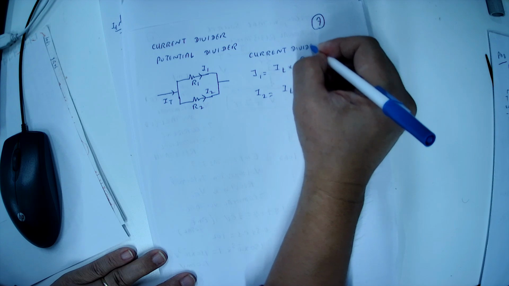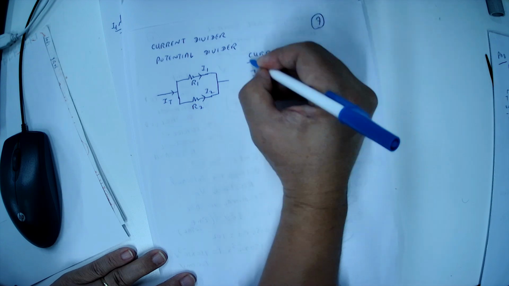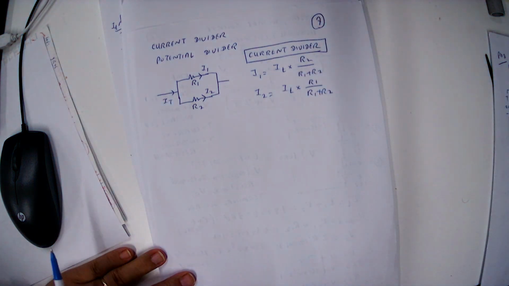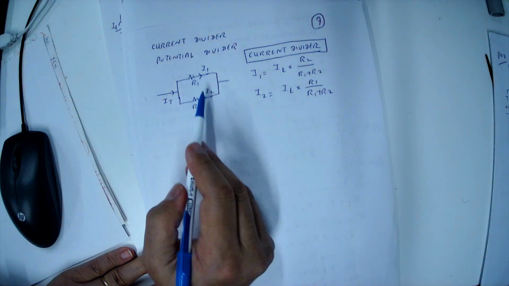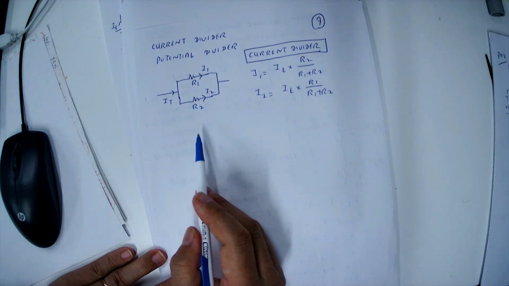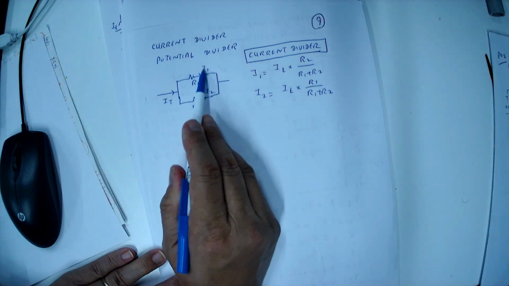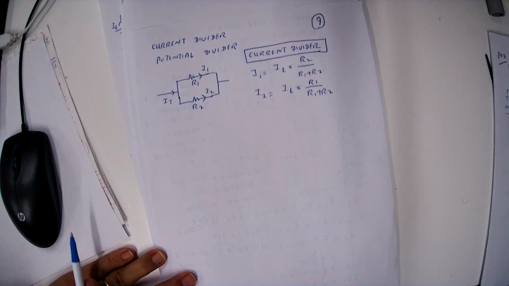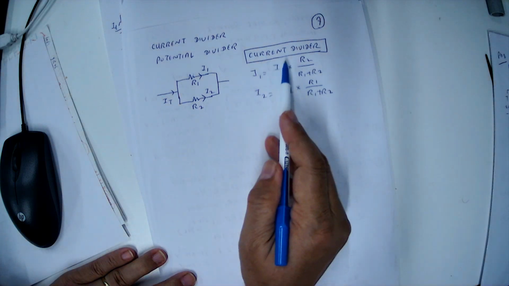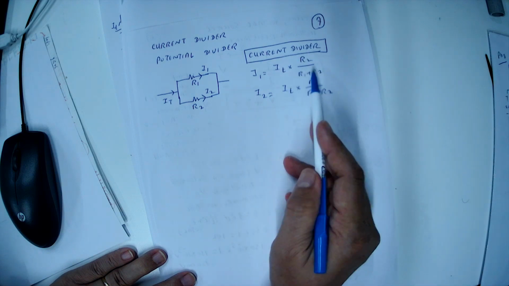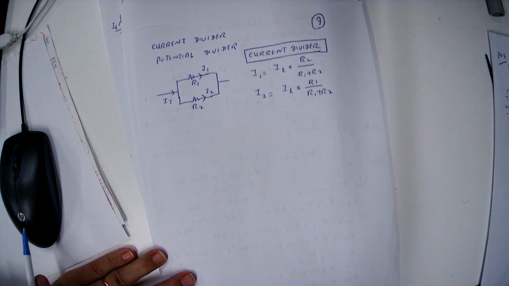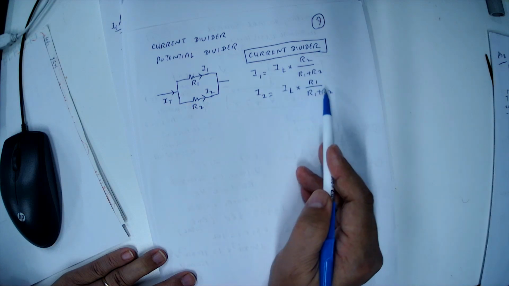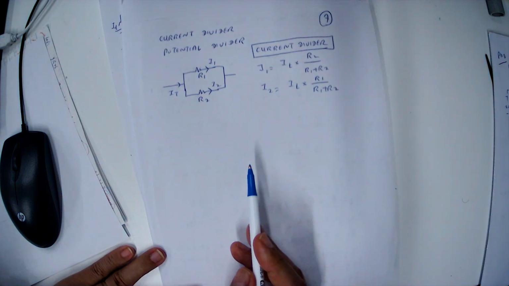Current divider. Total current I_T flowing into the two resistors, R1 and R2, connected in parallel. The current flowing into R1 is I1, the current flowing into R2 is I2. We can calculate I1 equal to I_T multiplied by R2 divided by R1 plus R2. Also, I2 equal to I_T multiplied by R1 divided by R1 plus R2. This is the current divider theorem.